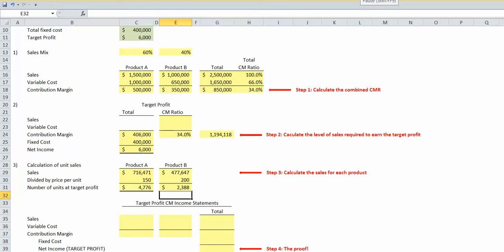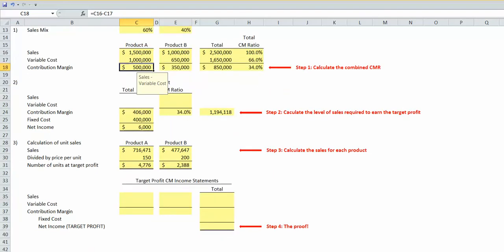And again, keep in mind, if we were to look at the contribution margin ratio for each one of our individual products, we would see that we have a 35% contribution margin ratio for product B, and we would see we only have a 33% contribution margin ratio for product A. If we shifted more of our product mix towards product B, our break-even or target profit level of sales would drop.